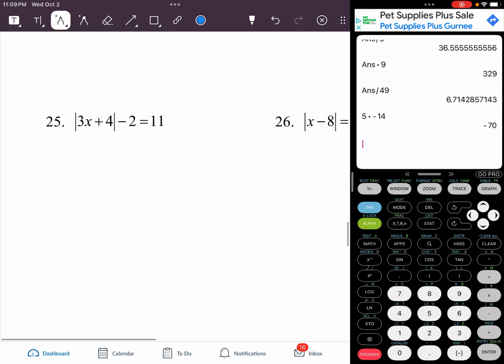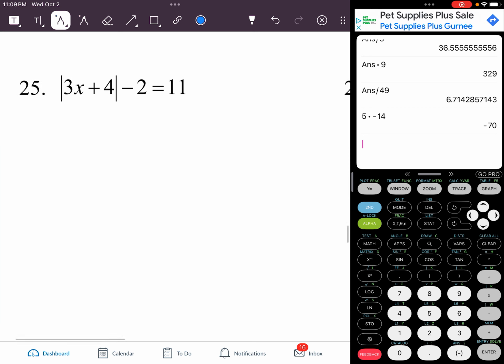All right, kind of like some of the problems with radicals, absolute value equations have some very common characteristics. The brackets must be alone before you can start making two separate equations. You have to add 2 on both sides. So we're going to get the absolute value of 3x plus 4 equals 13. Now that the brackets are by themselves, we can make our two separate equations.